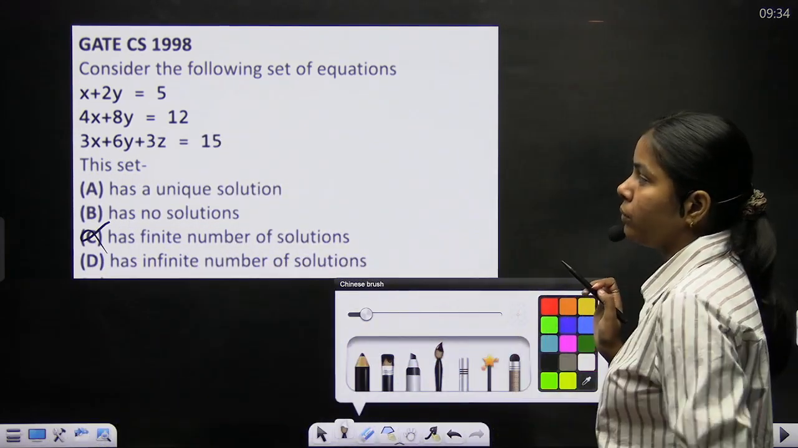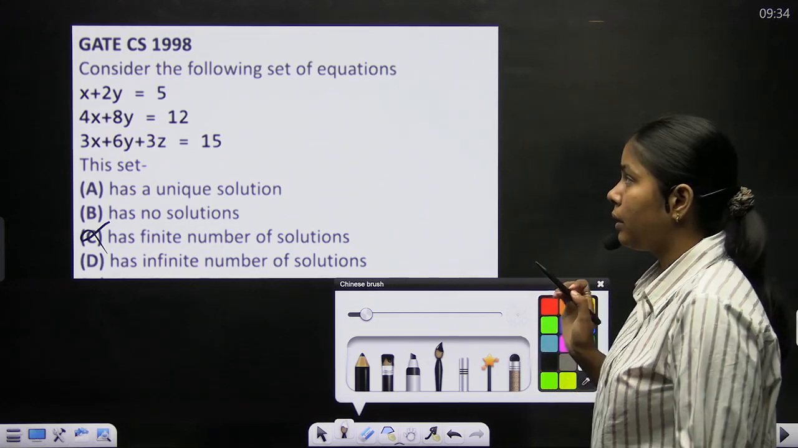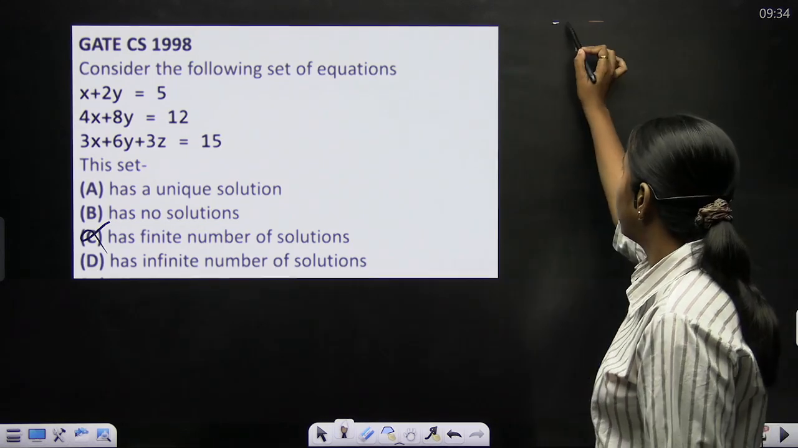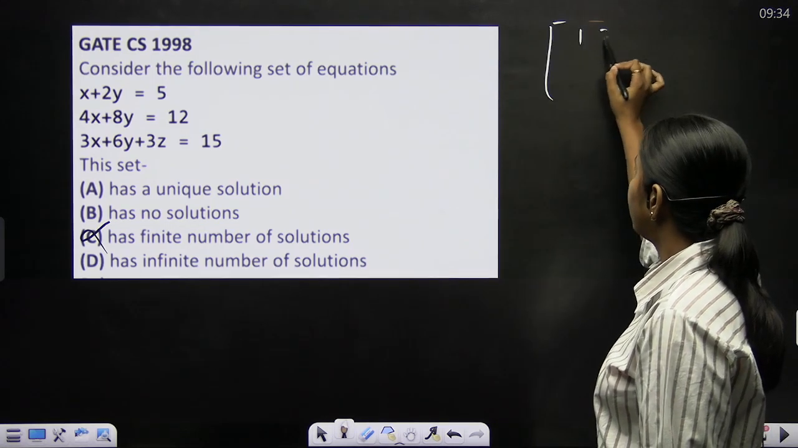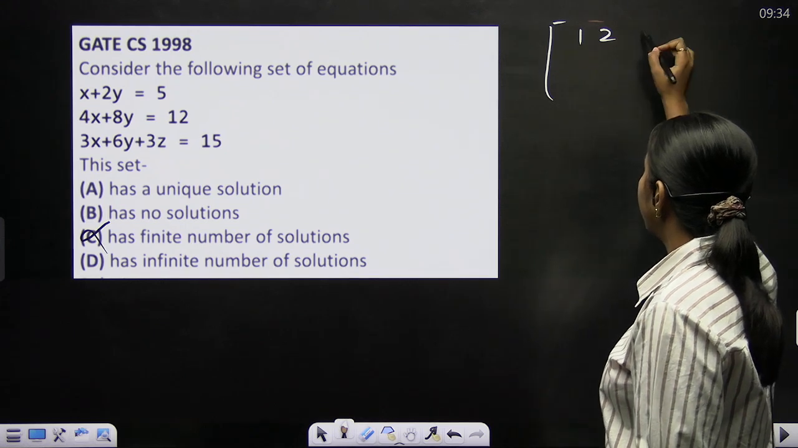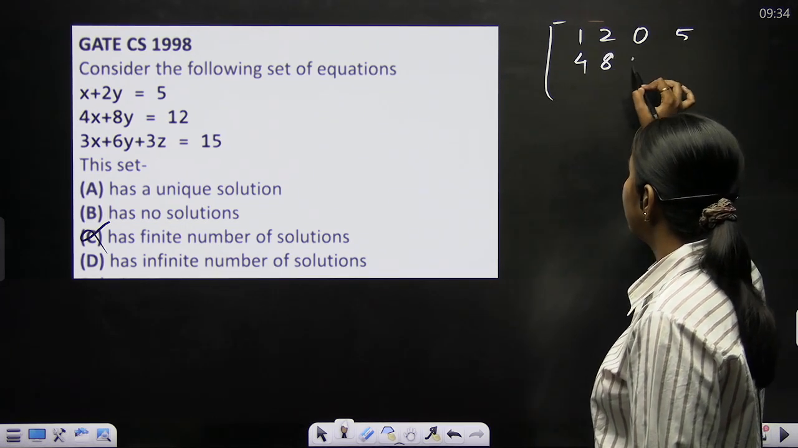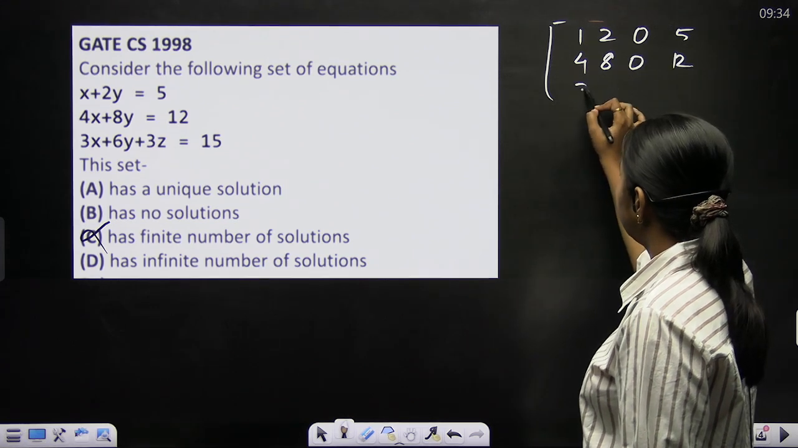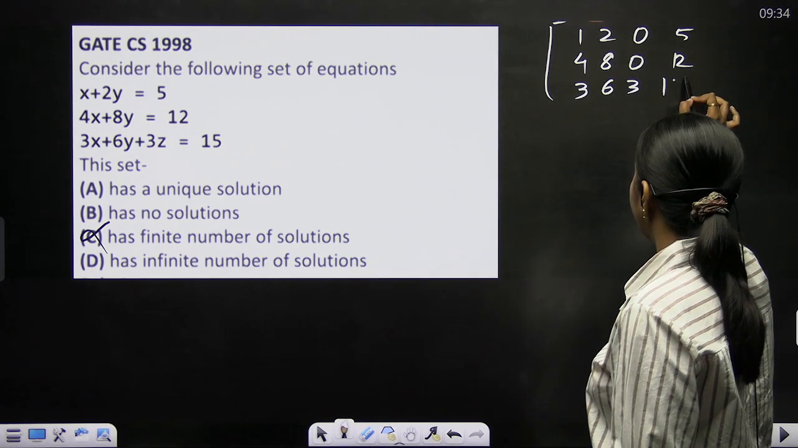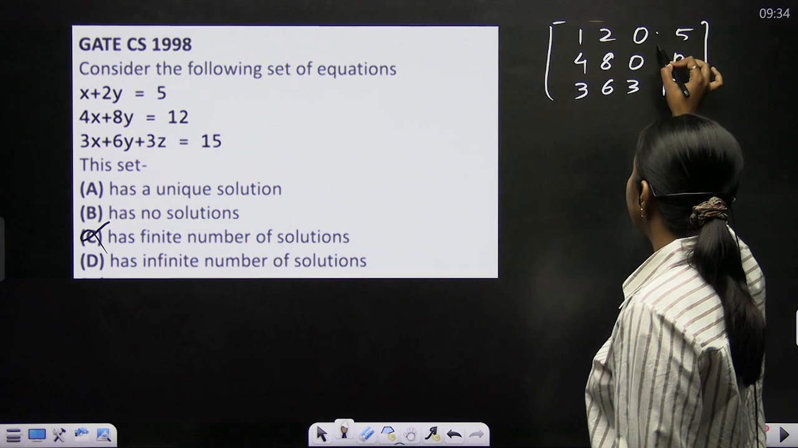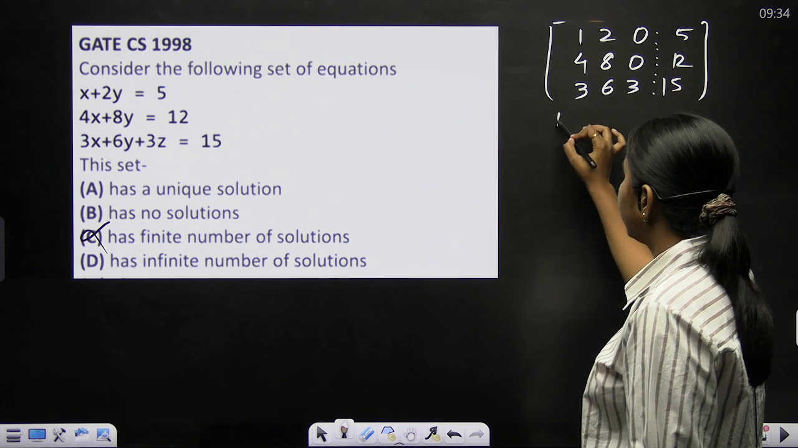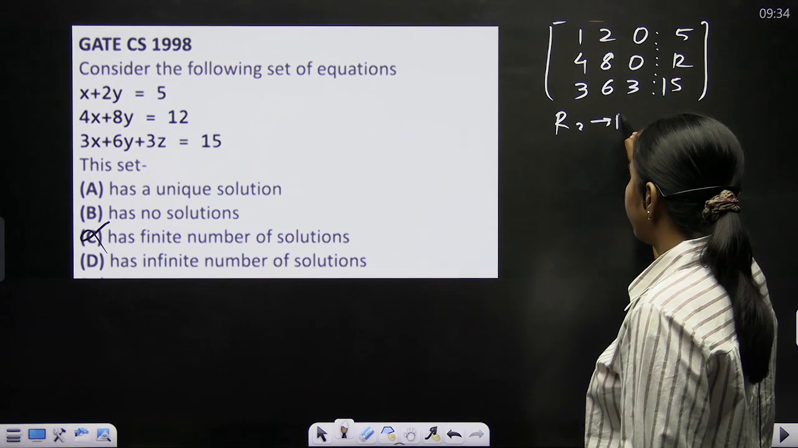Now what would I do? I can write the system of linear equations as a matrix: 1, 2, 0, 5; 4, 8, 0, 12; and 3, 6, 3, 15. What would I do? I'll row reduce. R2 goes to R2 minus 4R1.